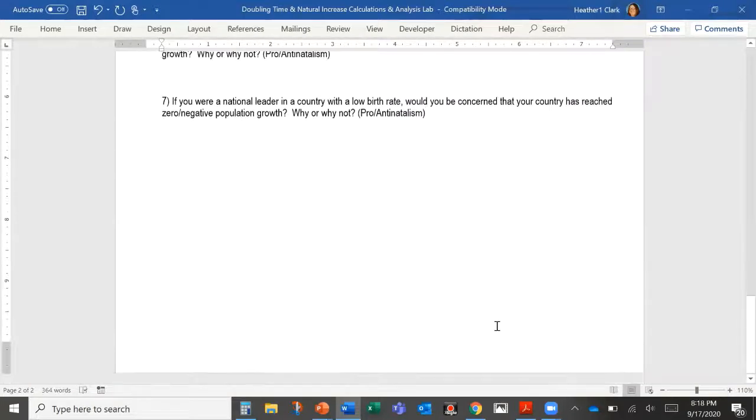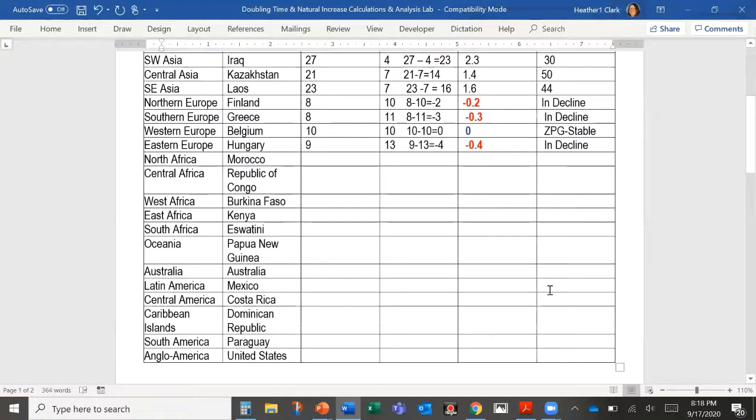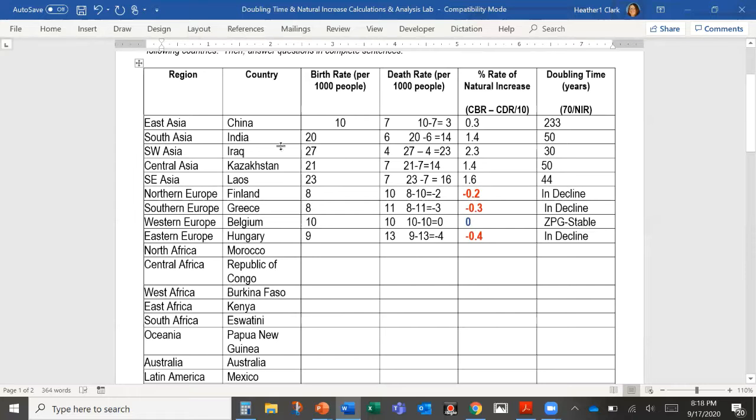I hope this helps you in understanding how to do the project. If you still need some extra help, let me know. You know for sure that these numbers are accurate, so you can start there. And again, you do not need to put the math here for crude birth rate minus crude death rate unless it helps you. Have a great day, night, whenever you're watching this, and I'll see you in class.